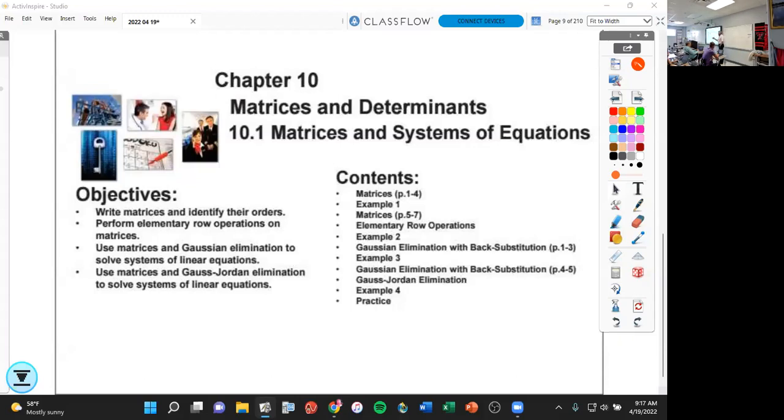Has anybody done any matrices before? No? Okay. In a sense, you really have.